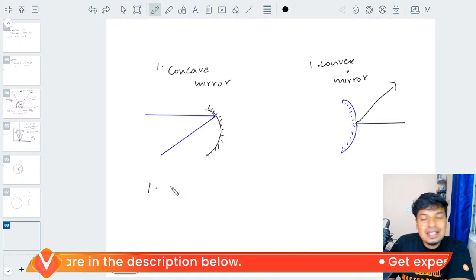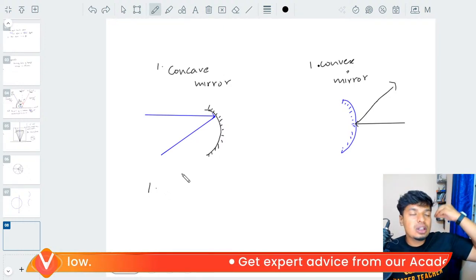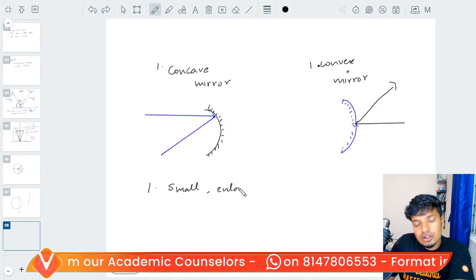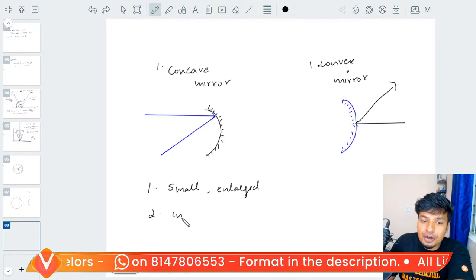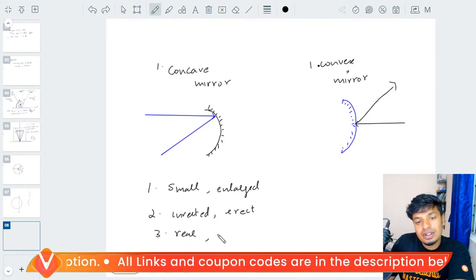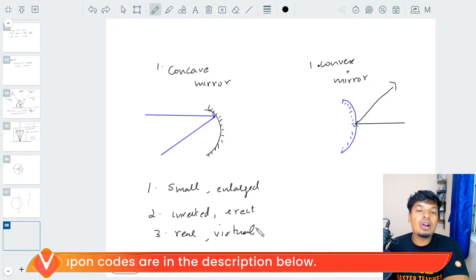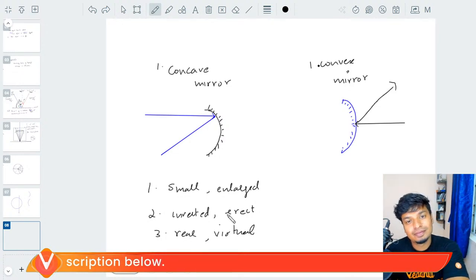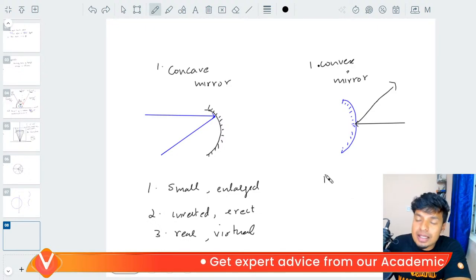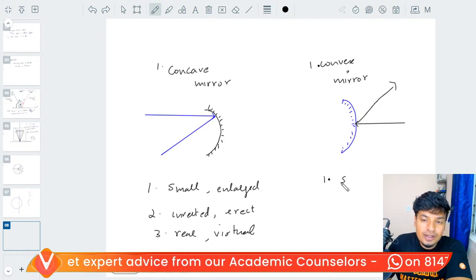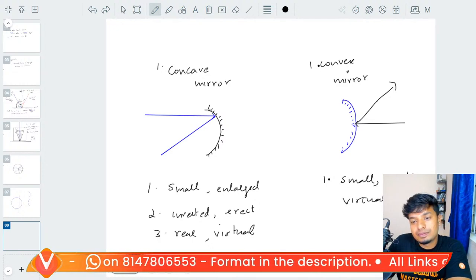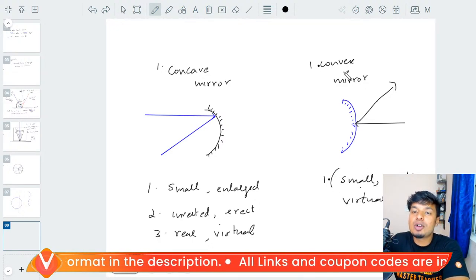Guys, concave mirror can form all the types of images. It can form small, enlarged. It can form inverted and erect. It can form real and virtual. All the three types of images are possible in concave mirror. In convex mirror, what is possible? Only one type of image is possible. That will be small, erect, and virtual. This is the only type of image possible in the convex mirror.